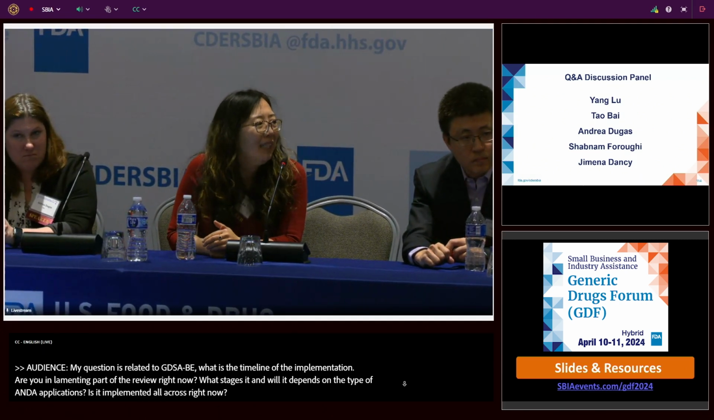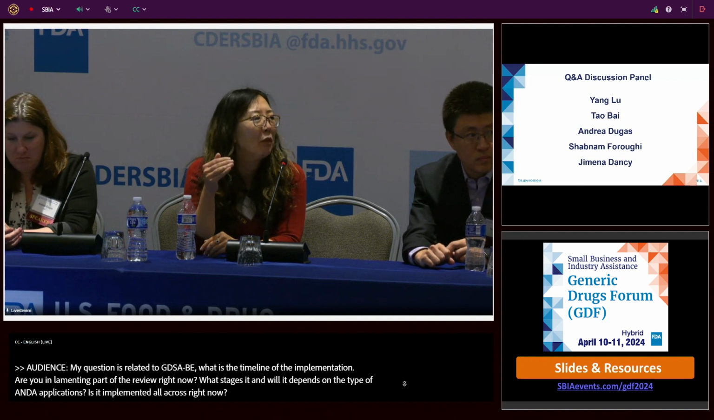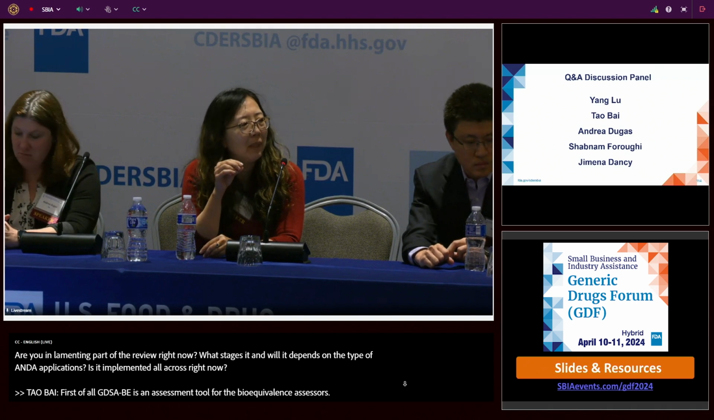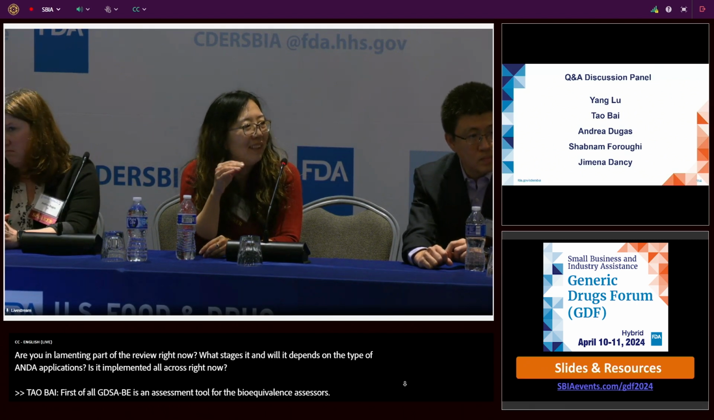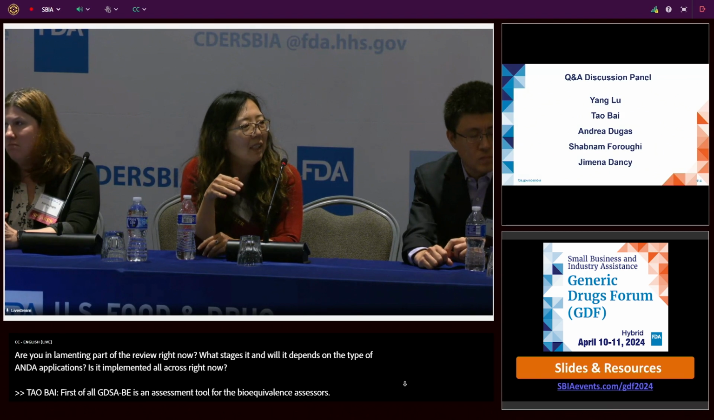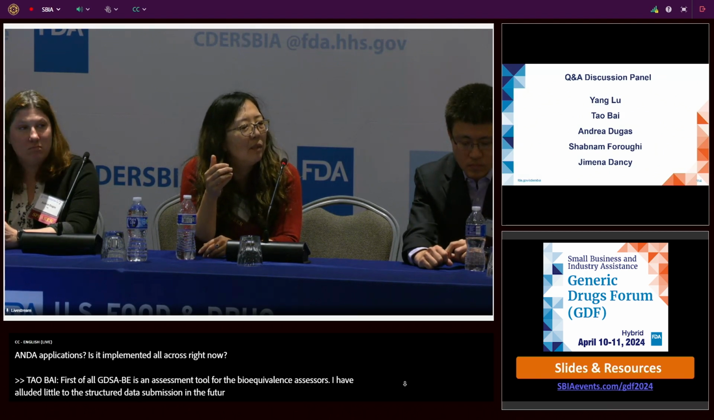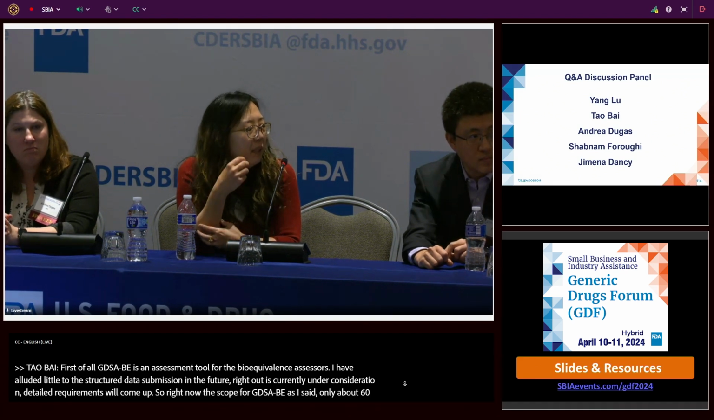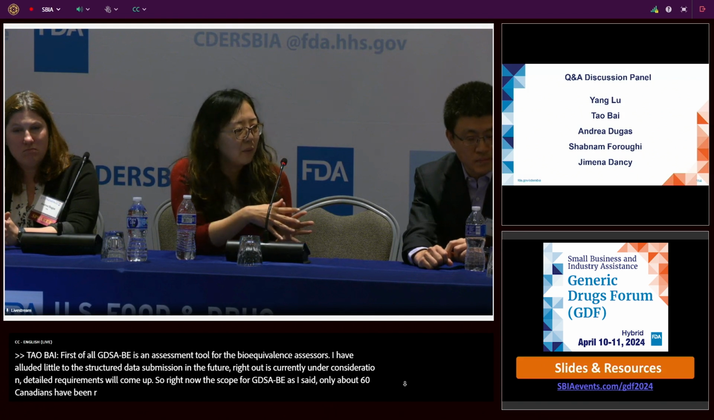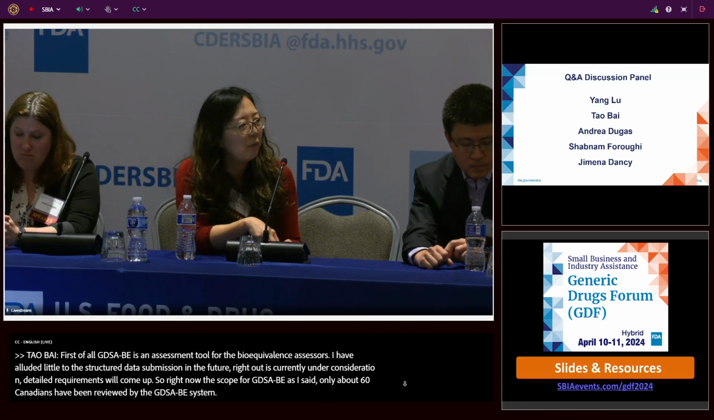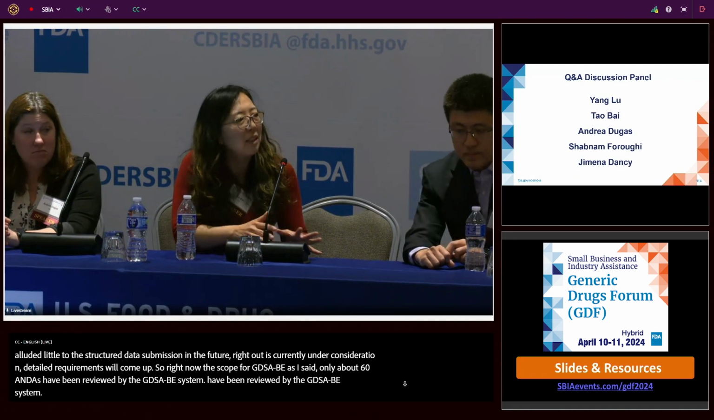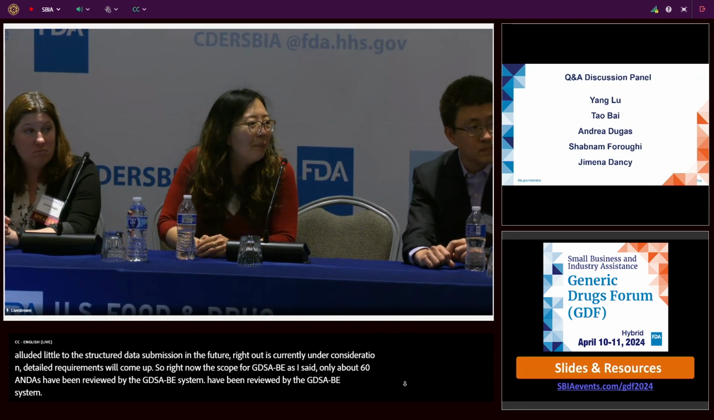First of all, GDSA-BE is the assessment tool for the bioequivalence assessors. I alluded a little to structured data submission in the future. Right now, it's under consideration, and detailed requirements will come up. Currently, only about 60 ANDAs have been reviewed by the GDSA-BE system. We are taking the approach from oral solid dosage forms and expanding to other dosage forms. Right now, we're only focusing on certain study designs. Thank you.